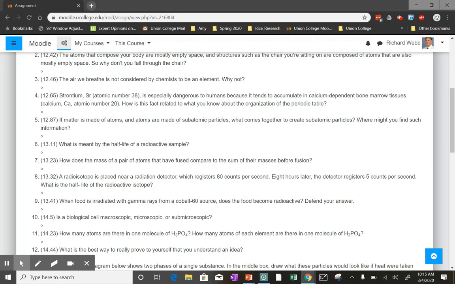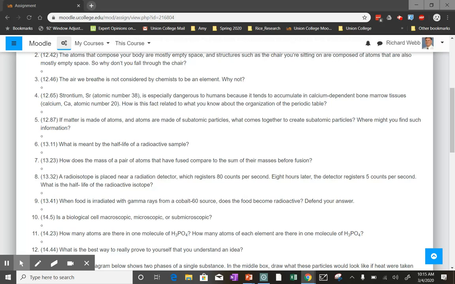So the question is, did it make your food radioactive? No. What did it do? It heated it? Yeah. Okay, heated is actually correct. It absorbed energy from the photon. And by definition, if you transfer energy with light, that's radiative heating.